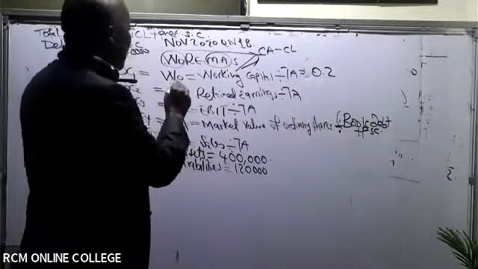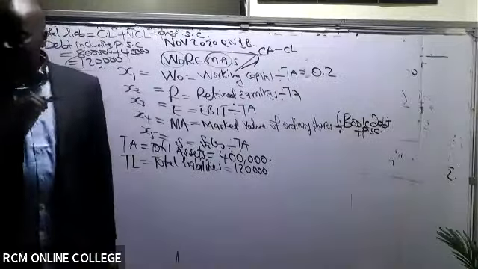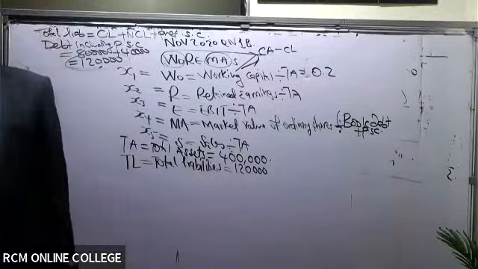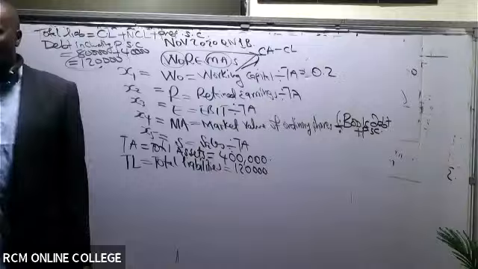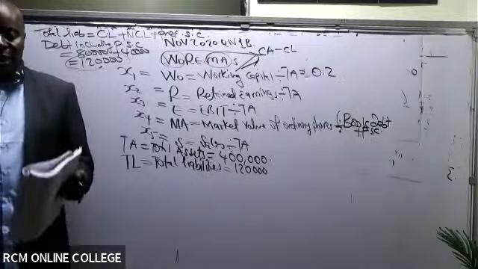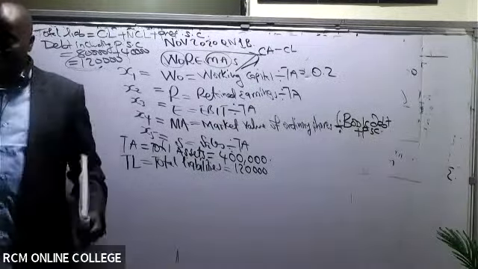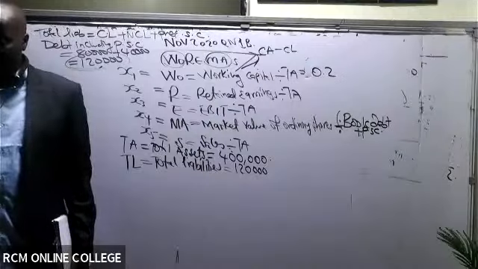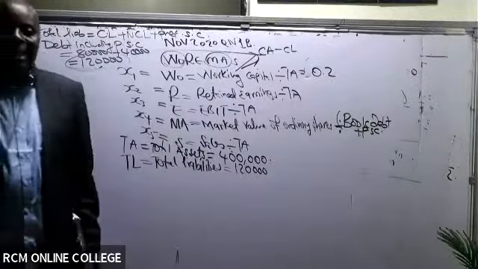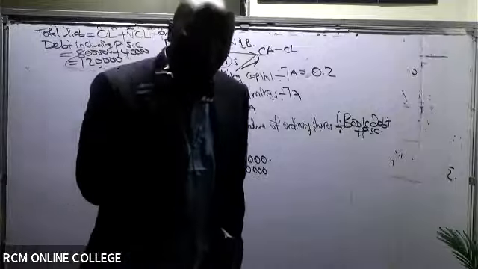How about this second one? Can somebody give me the X2 value? X2 value, what do we have there? Remember, it is retained earnings. Which retained earnings are we talking about?